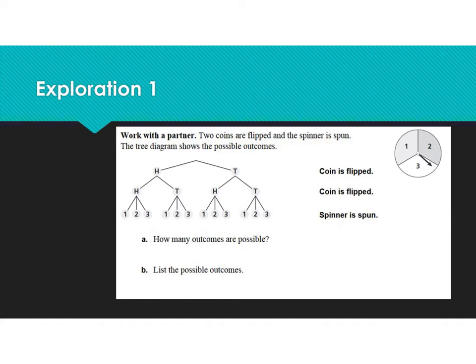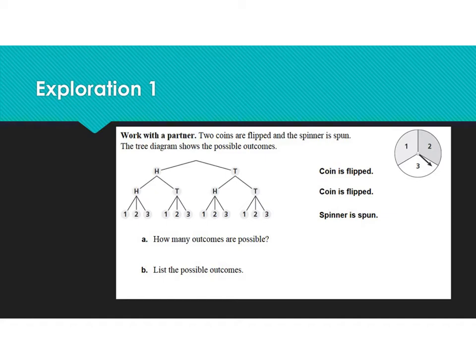So we're not going to fully do the explorations, but I want to look at this first one. You're going to flip 2 coins and spin a spinner, and the spinner has 1, 2, and 3. And so we have 2 questions: how many outcomes are possible, and to list the outcomes.